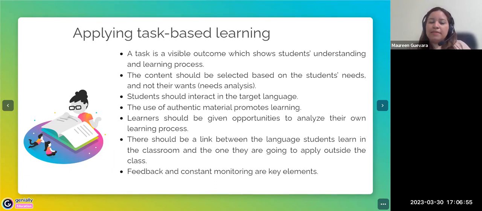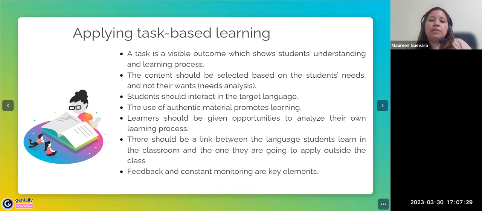So that's why the content should be selected based on what they really need and what they are really going to use on a daily basis. Also, they need to interact, and that is why it's important with this approach to promote interaction in the target language. They have to talk, they have to speak to each other in the classroom. They even have to have their cell phones with the settings in English. They have to be in constant contact with the language.